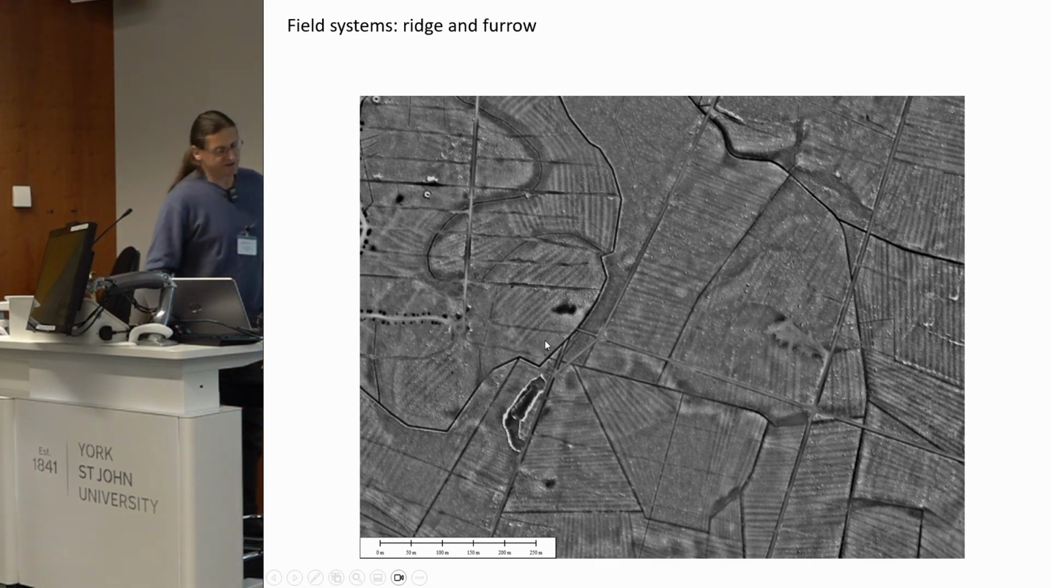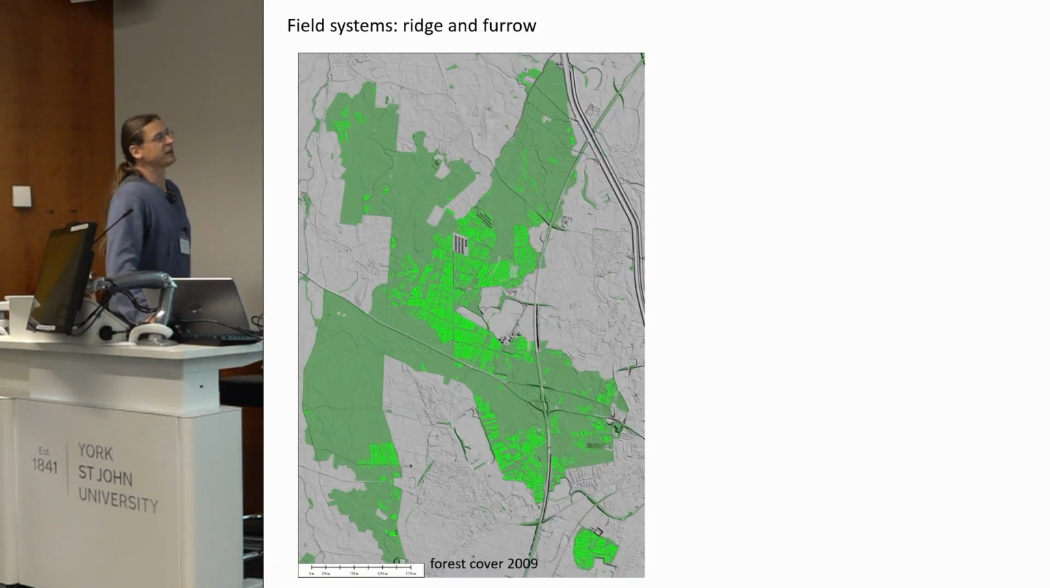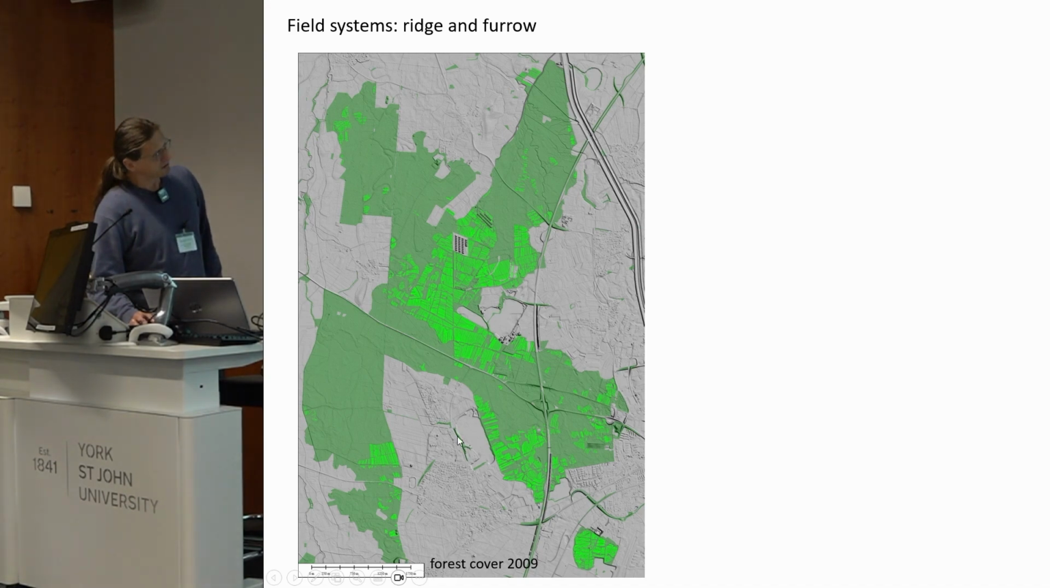It's more amorphous. And when you zoom out and look at the distribution of those ridge and furrow fields, you see that you have a lot in the central part of the forest, and then some along the edges and some smaller ones somewhere in there.